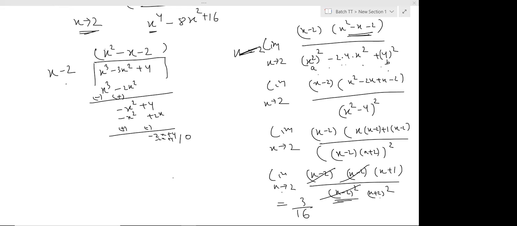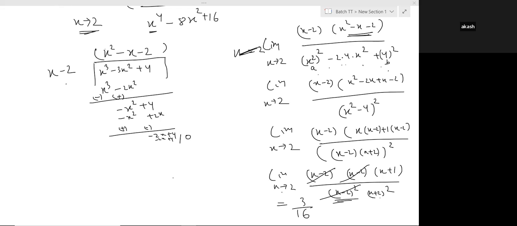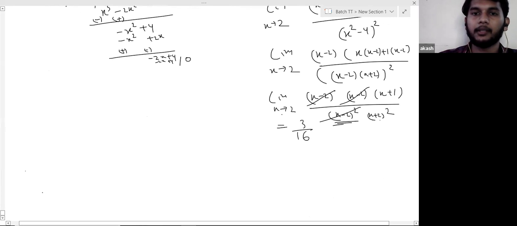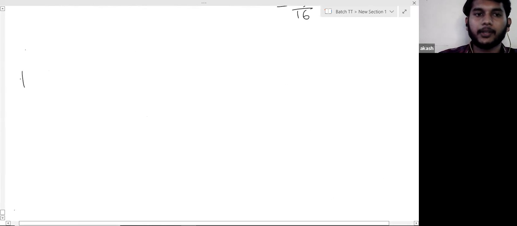Okay. So this is factorization method to solve limits. The first method we learned is direct substitution. Then it is factorization. The third method is rationalization.